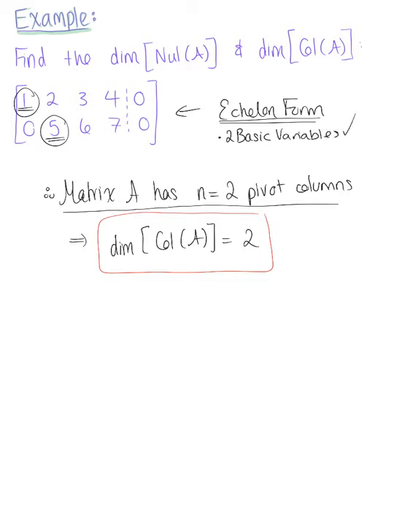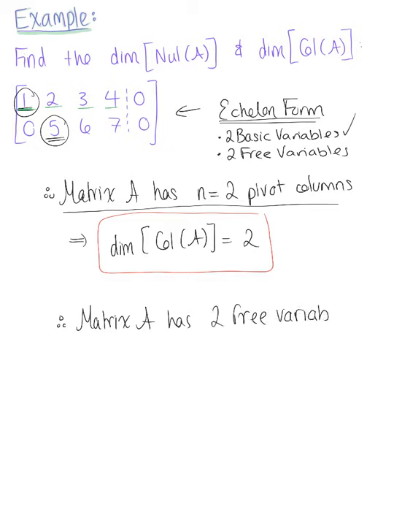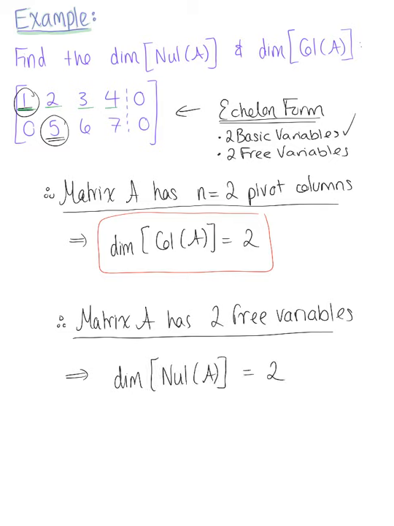Because we have 2 pivot columns, this means our matrix has 2 basic variables. But notice that each row here has 1, 2, 3, 4 entries. So we have 2 basic variables and 2 free variables. Therefore, matrix A, without having to do any further solving, we can see has 2 free variables, and so the dimension of the null space of matrix A is 2.